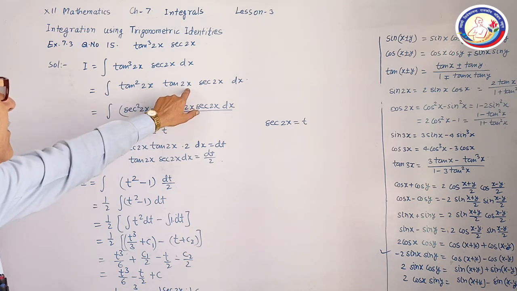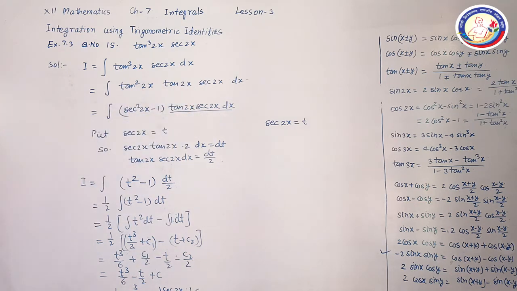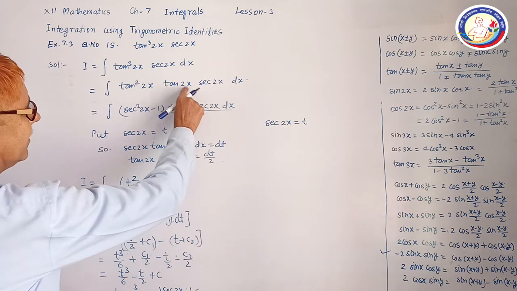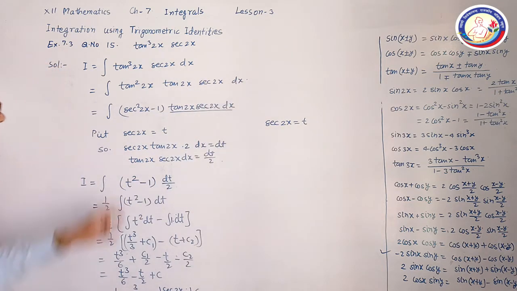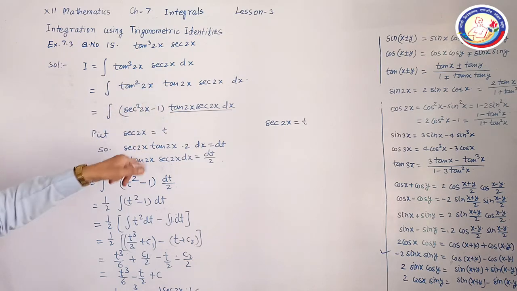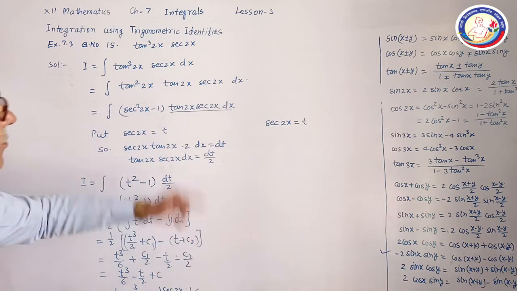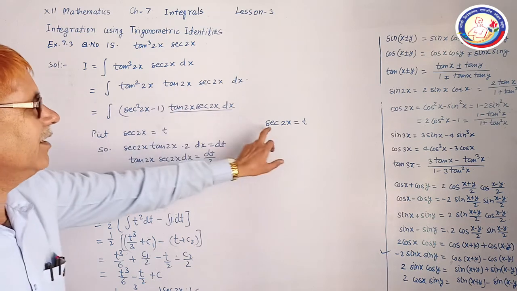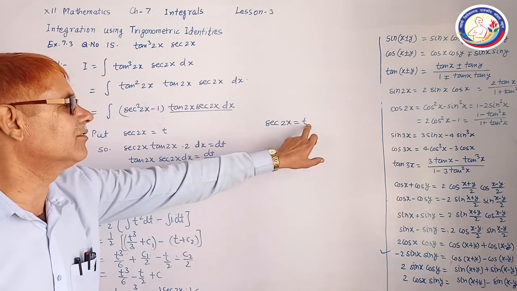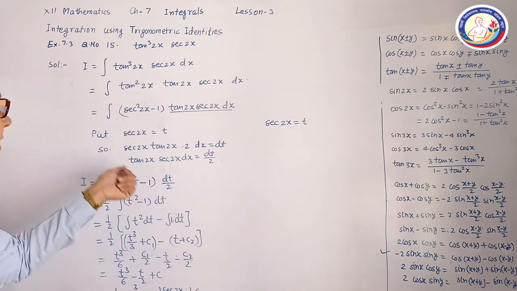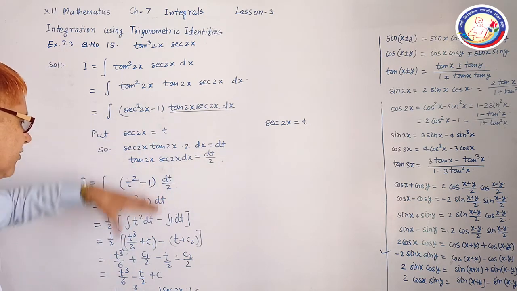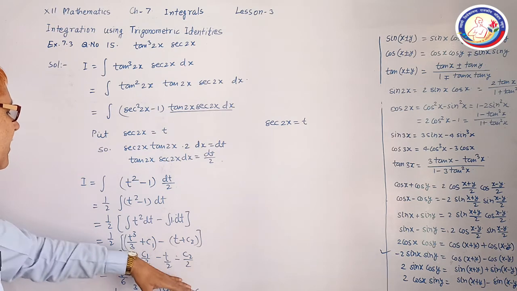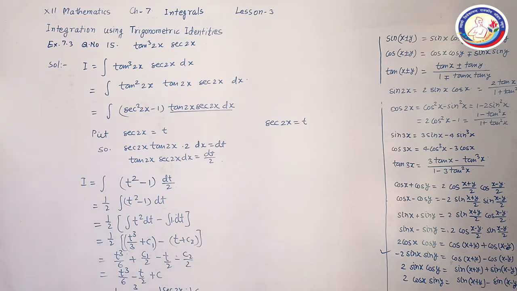2x and tangent 2x. Now we know from our knowledge that tangent x into sec x is the differentiation of sec x, and tangent square x can be written as sec square x minus 1. So here the angle is 2x, so I have substituted sec 2x equal to t, then found the derivative, and it is dt by 2 like this. Substituted the value, simplified, integrated, and this is the result.